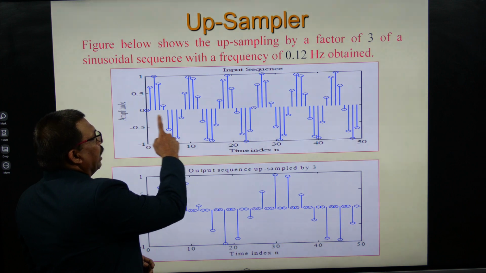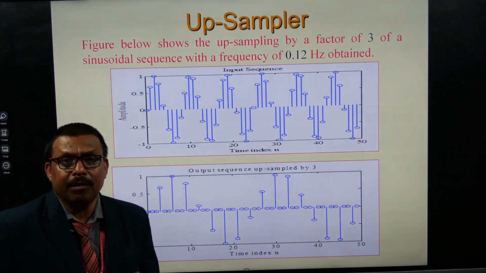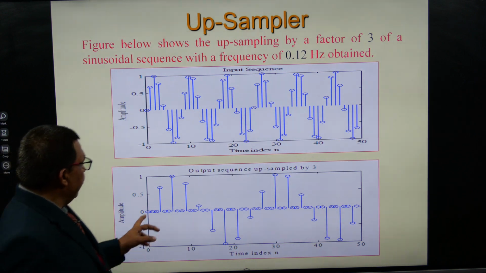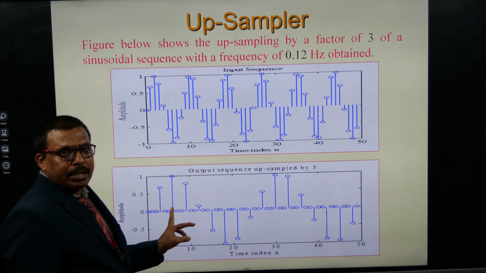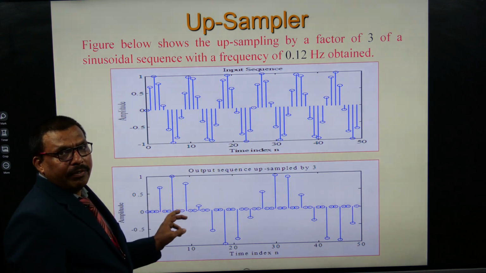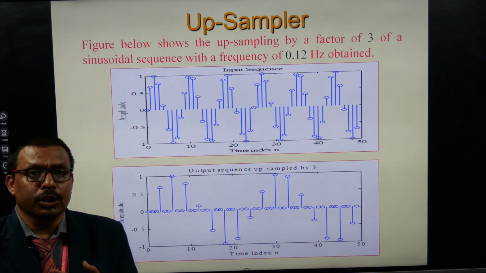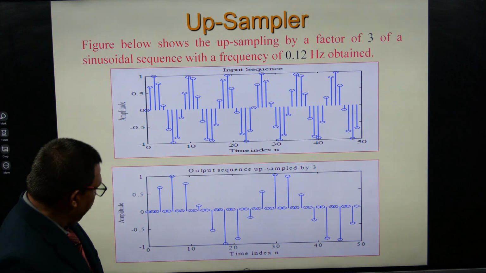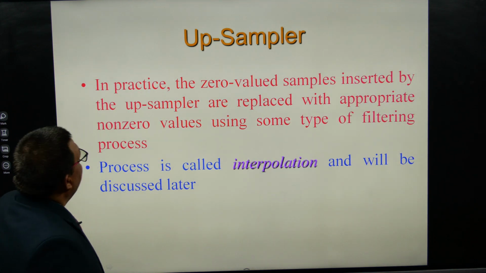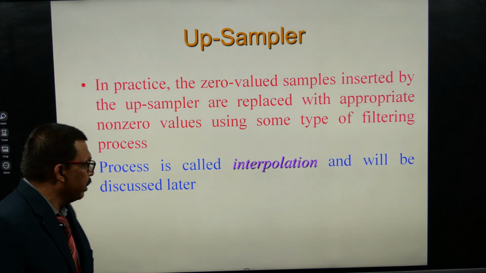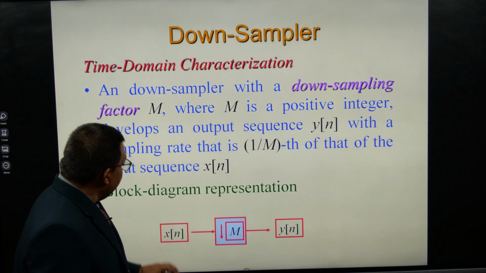In the upsampler, the signal exists, and we are considering each and every L samples. Between those samples, we are inserting zeros. In practical scenarios, we insert non-zero values in between these L samples. In practice, the zero-valued samples inserted by the upsampler are replaced with appropriate non-zero values using some type of filtering process. This process is called interpolation and will be discussed in the next class.